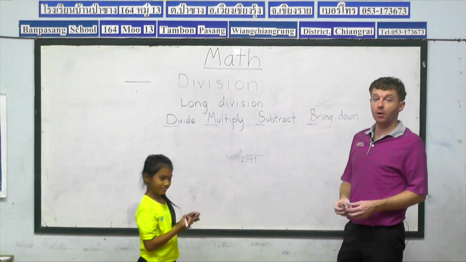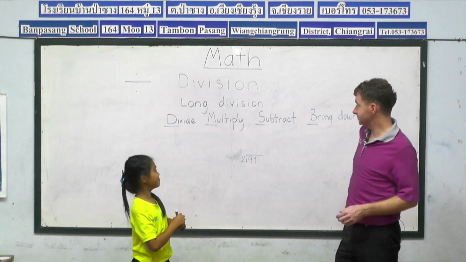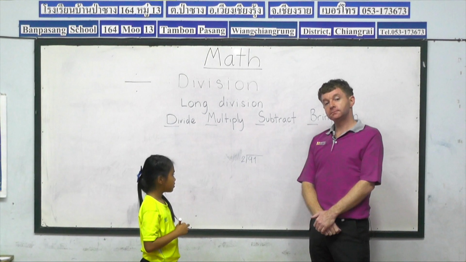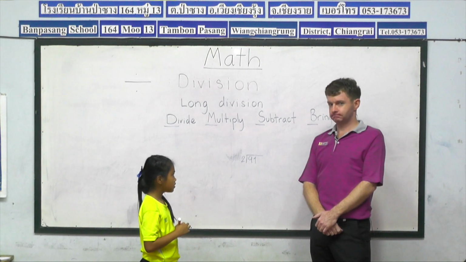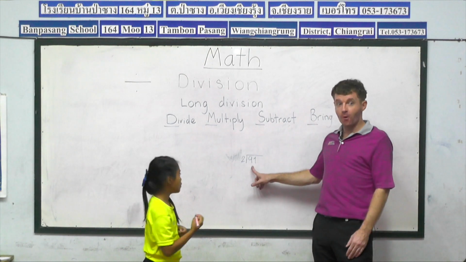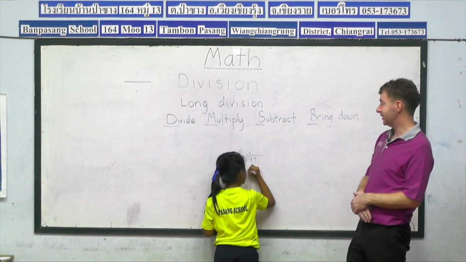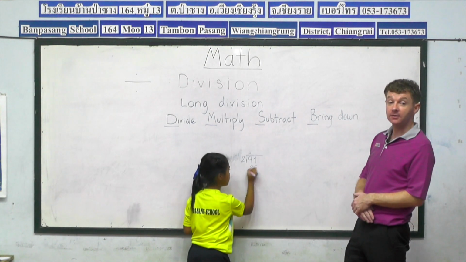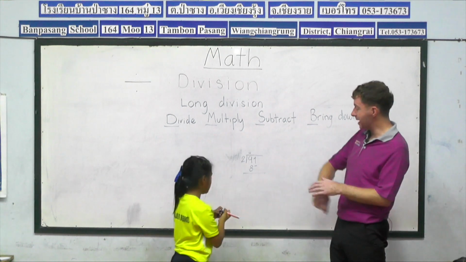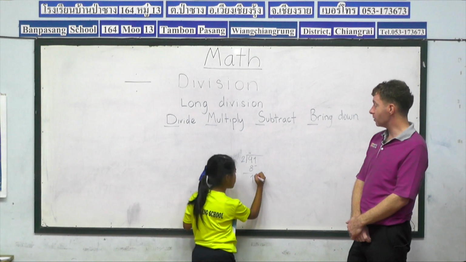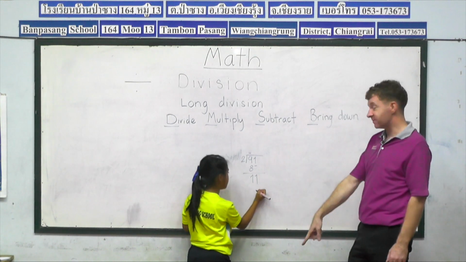So let's just follow the long division steps again. 9 divided by 2. 2 can go into 9 4 times. And then 2 times 4 equals 8. 9 minus 8 equals 1. Now we're ready to bring down.